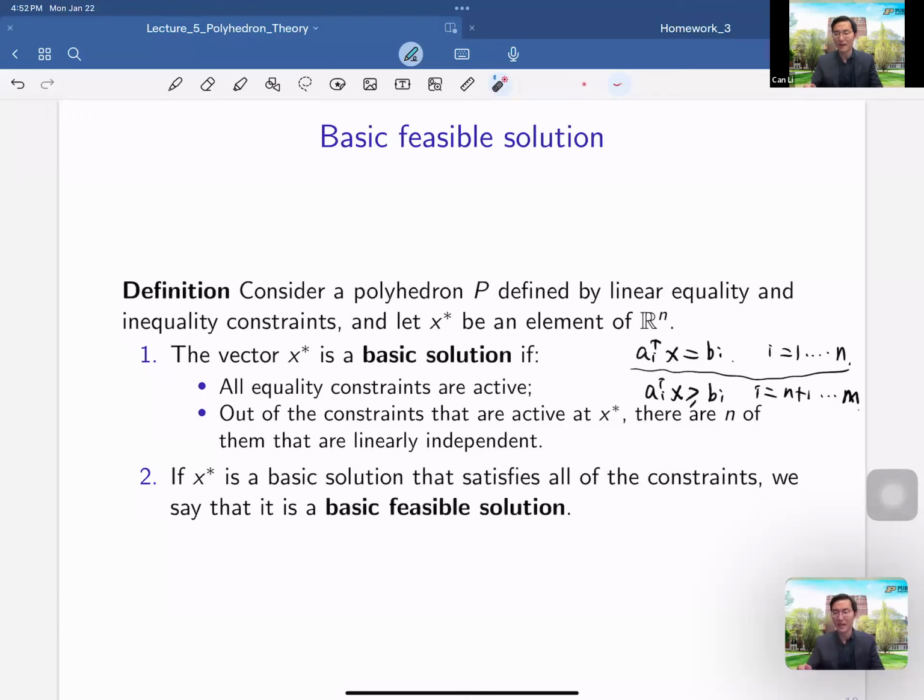A vertex means if you can find a hyperplane that hits the polyhedron only at one point, and the rest of the polyhedron is on the other side of this hyperplane, then the point you hit by the hyperplane is a vertex. Then we talk about extreme points, right? If you cannot find 2 points such that the convex combination of the 2 points is this particular point you care about, then that point is an extreme point. Okay, so intuitively you would expect all the 3 definitions are the same.